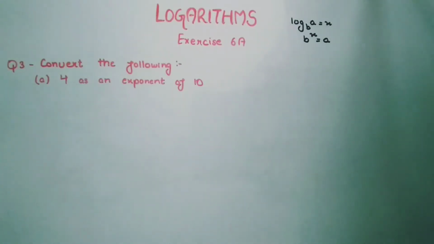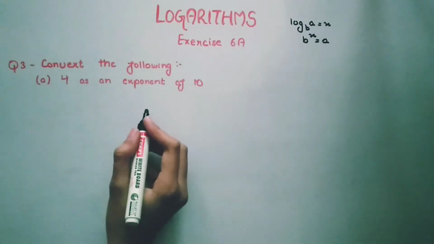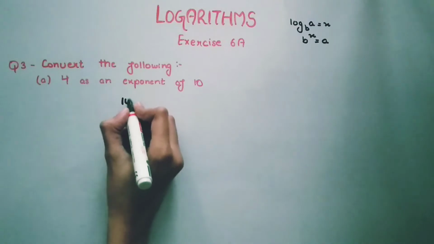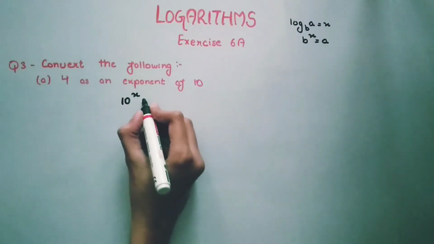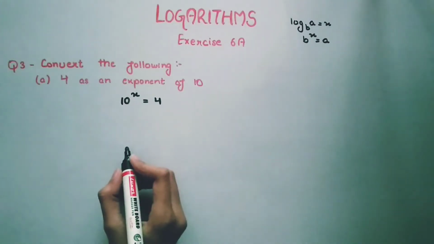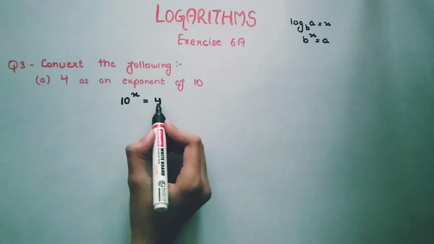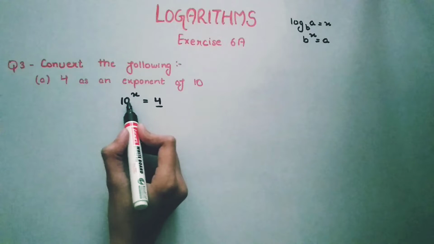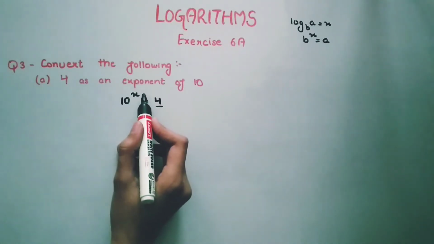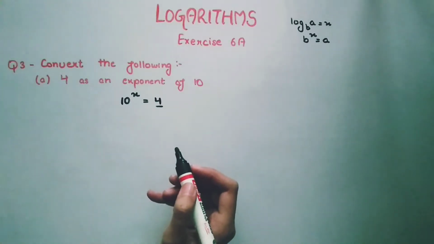Our third question is convert the following. 4 as an exponent of 10, which means that we have 10 raised to any power, say x, which is equal to 4. That means 10 raised to power x is 4. That is, 4 is the exponent of 10 raised to any power, which we say as x.